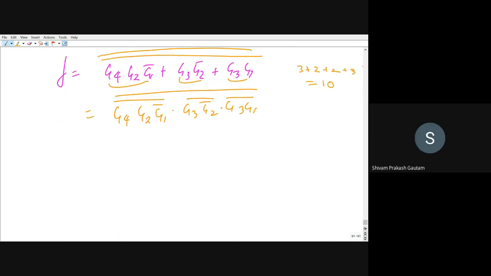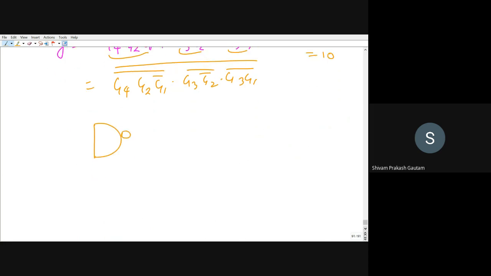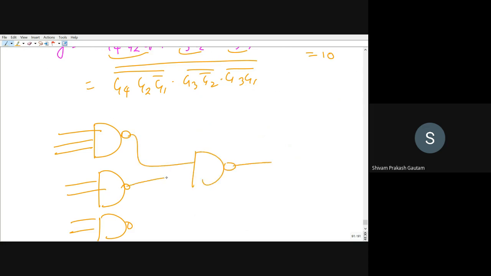So now you can draw this logic. Three NAND gates will be required at the first stage. At the input of the first NAND gate, 3 inputs will be there, 2 inputs here, 2 inputs here, and one more NAND gate will be required. This will be the function: G4, G2, G1 bar, with G3, G2 bar, and G3, G1. Have you got this?